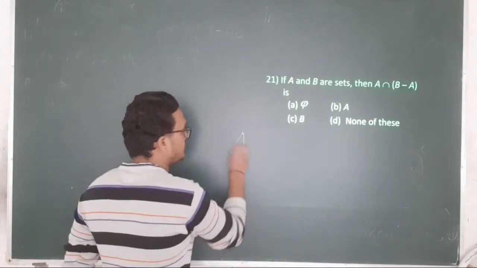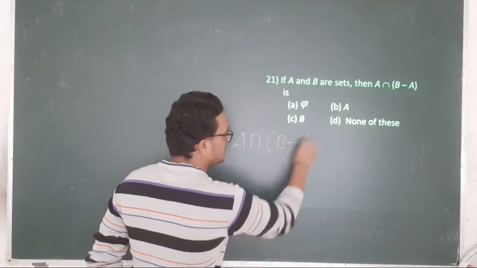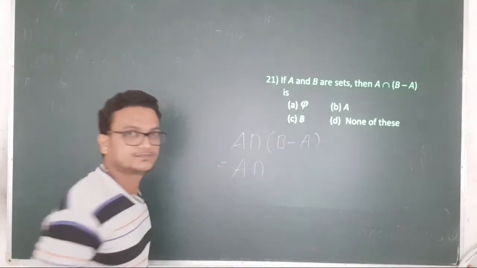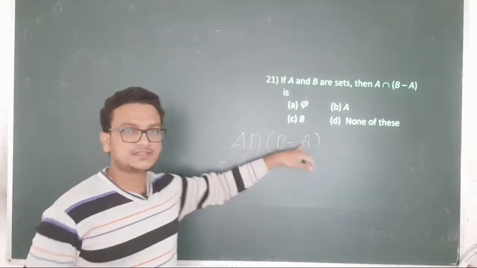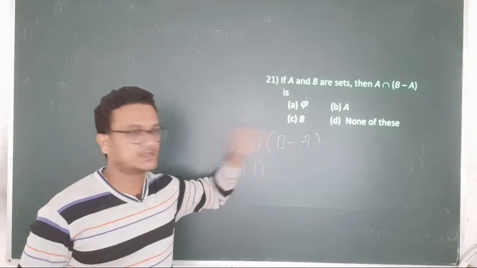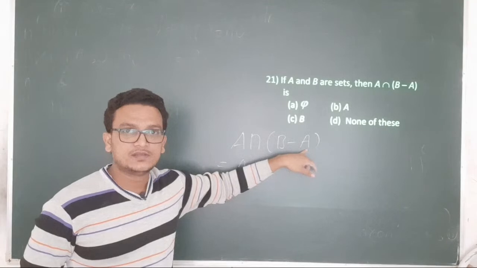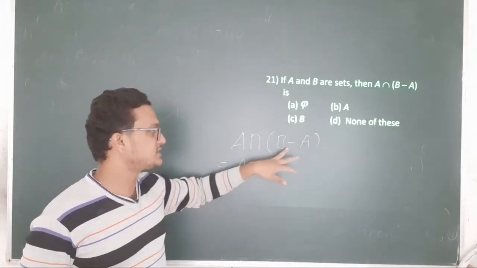Okay, see here, A intersection B minus A. I'll keep A intersection as it is. Okay, B minus A, you should know this. Yes, answer A is correct. B minus A means what? This is the subtraction. How to take the subtraction?